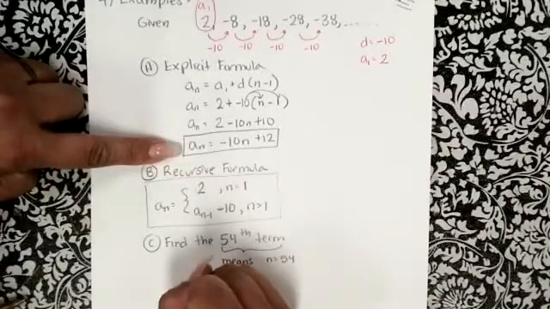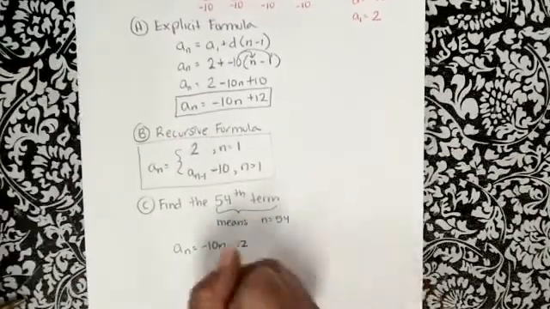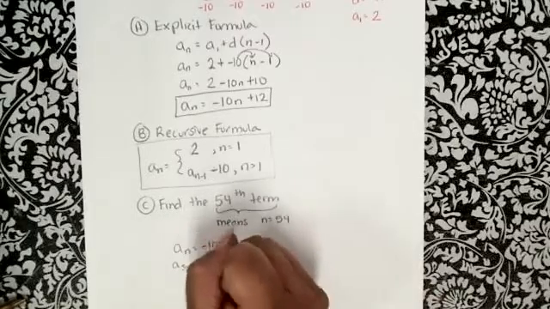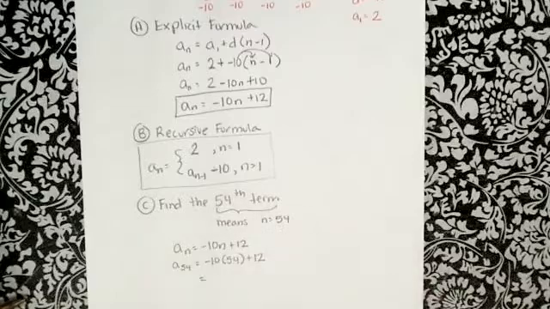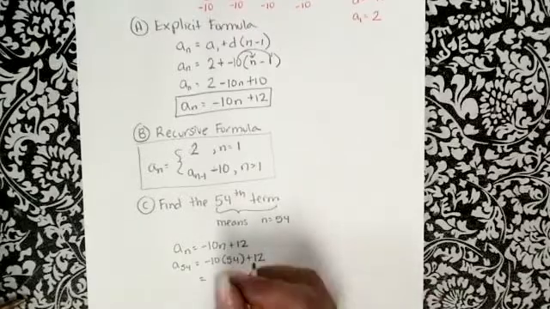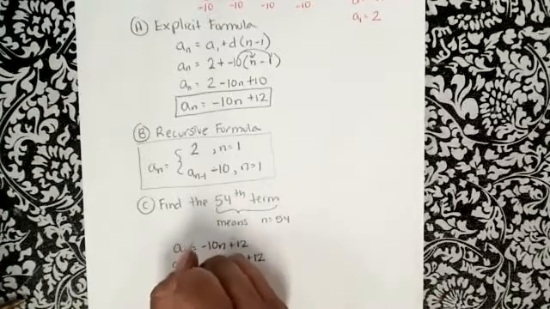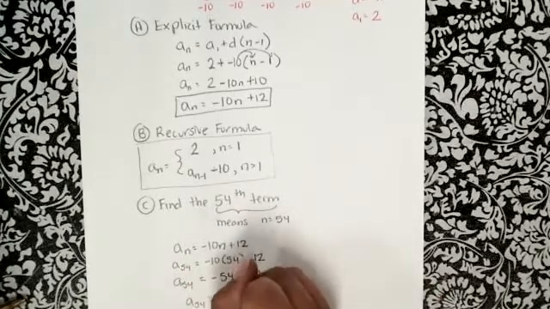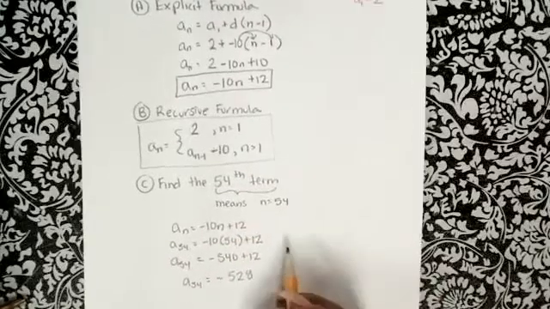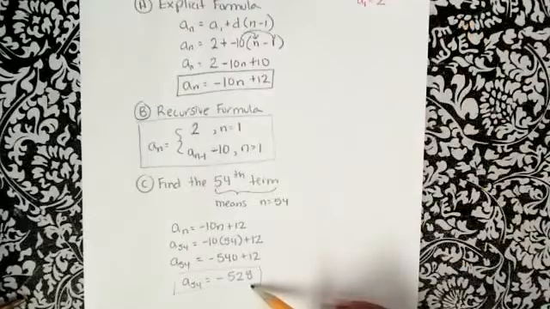So A n equals negative 10n plus 12. So A54 equals negative 10 times 54 plus 12. Negative 10 times 54 is going to be negative 540. And then when you add 12, that is negative 528. So if I write this pattern all the way out to 54 terms, that answer is going to be negative 528.